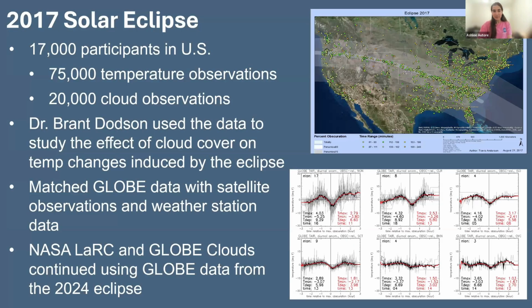The 2017 solar eclipse was a total solar eclipse that occurred over North America. One of my colleagues, Dr. Brant Dodson, actually studied this eclipse, and he used the Globe Observer data points to observe how changes in cloud coverage affected temperature drop during the solar eclipse. So we have some of his graphs down here.